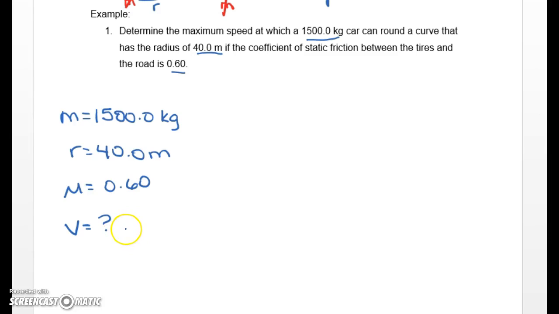Here we know that we're working with the horizontal system, so we can use the equation that we just came up with. That is speed squared divided by your radius is equal to the coefficient of friction times the gravitational acceleration. And if you remember, I know it's not listed in the question, but we know that to be 9.81 meters per second squared on Earth.